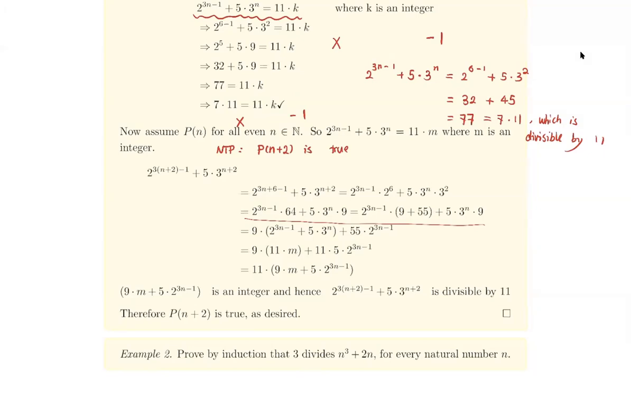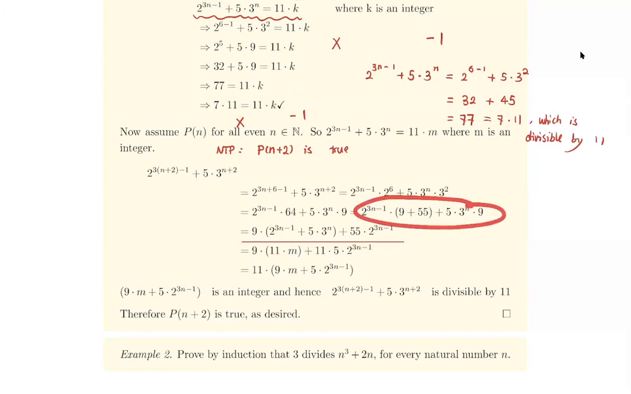Nine times 2. Oh, this line, the next line. You're talking about this line? Right? Yes. Close enough. But this line, as you can see, didn't really do anything. This line is just grouping things around. What's actually used is the next line. When you write this as 11m, that's when you used the inductive hypothesis.